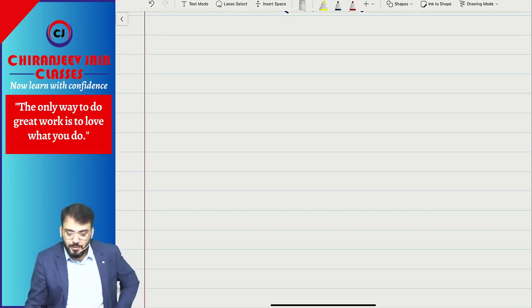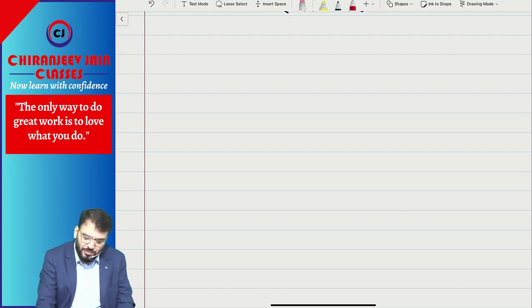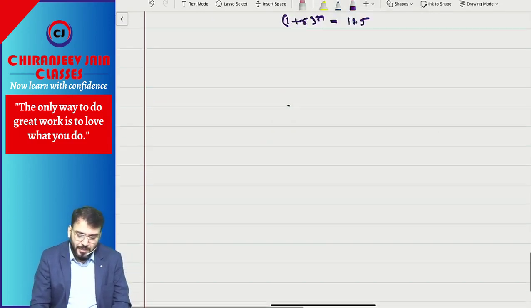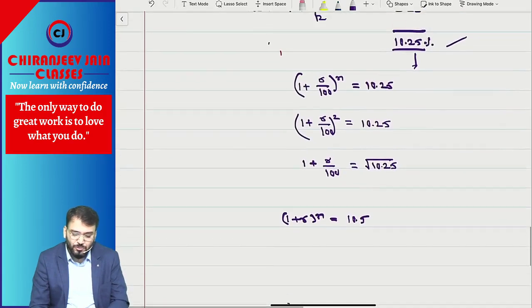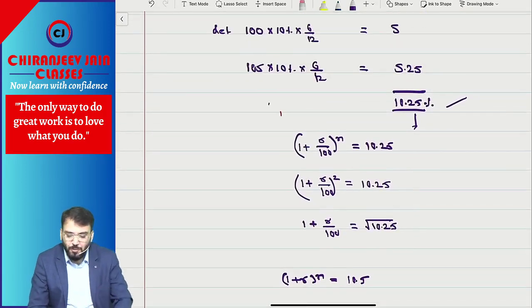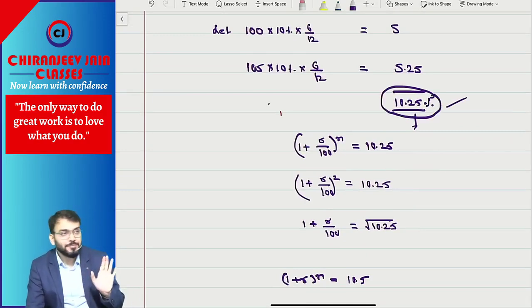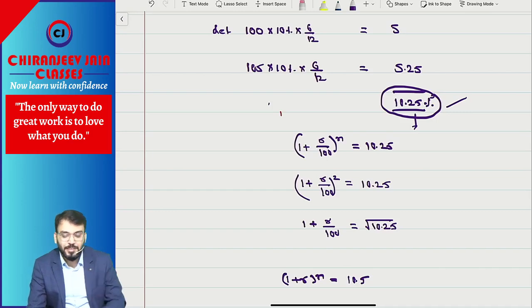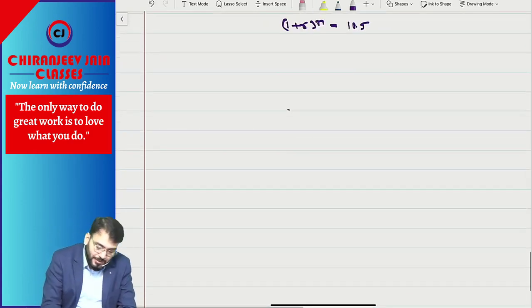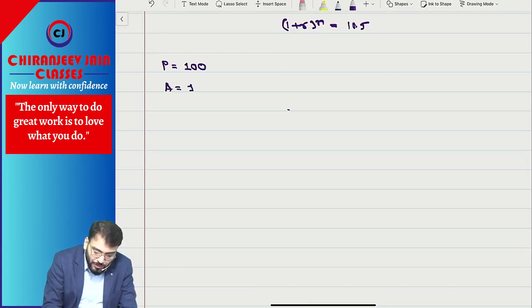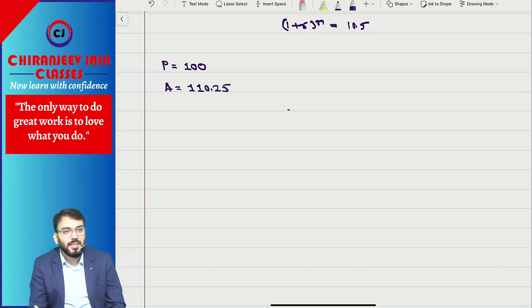Can I say in this way, just try to understand. Let me write down one formula. One thing we have understood with this entire discussion: 10.25% is the effective rate of interest. Effective rate of interest means, if principal is equal to 100, then amount is equal to what? 110.25. Can I say in this way?